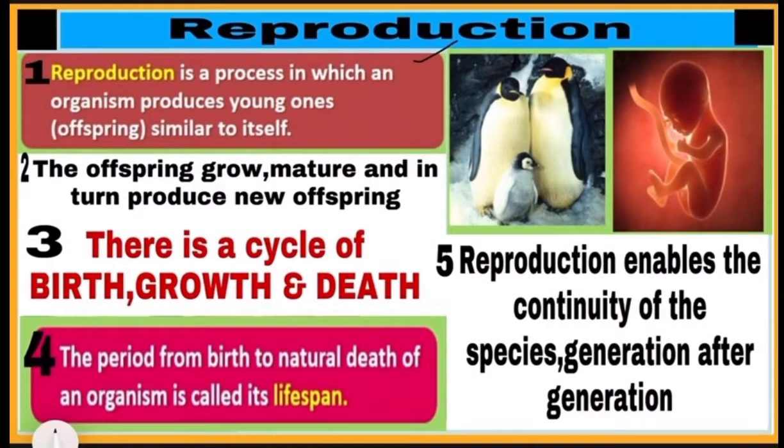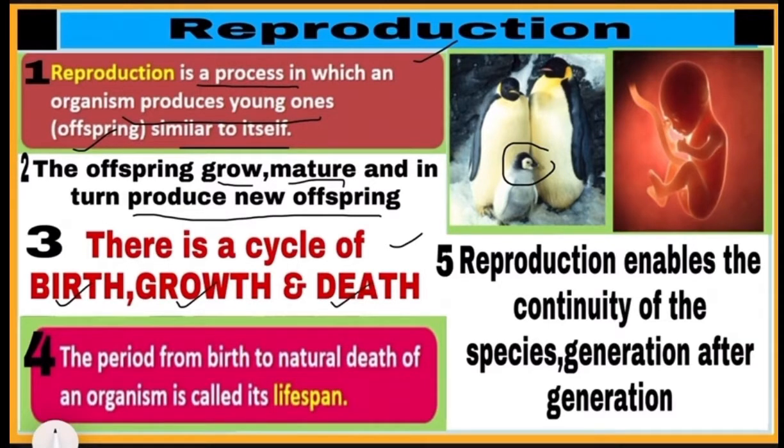Let us start with the definition of reproduction. Reproduction is a biological process in which an organism produces young ones, or you can say an organism produces offsprings similar to itself. You can see this is the offspring. This offspring grows, matures and in turn produces new offspring, and there is a cycle of birth, growth and finally the death of the organism, and the period from birth to natural death of the organism is called its life span. What is the importance of the process of reproduction?